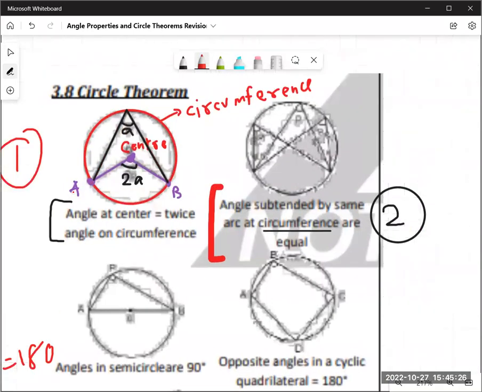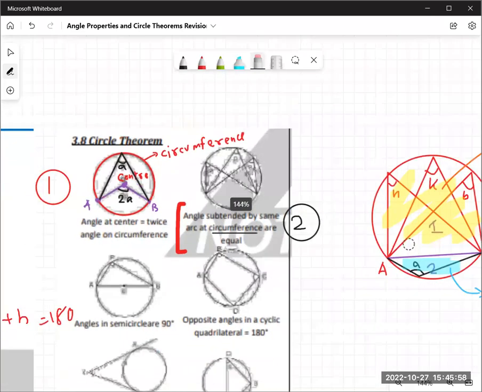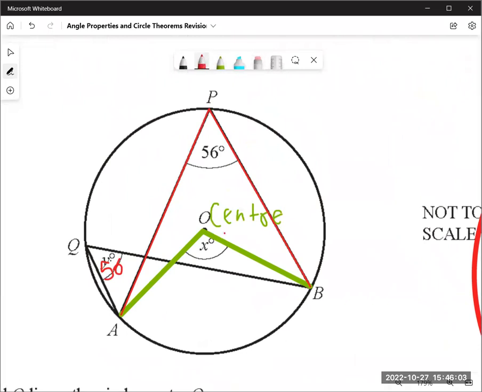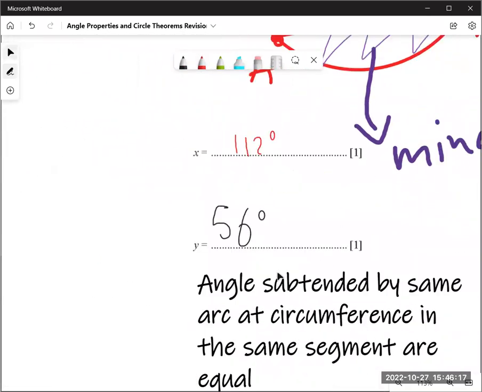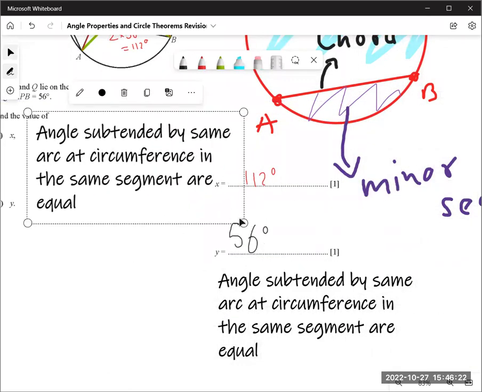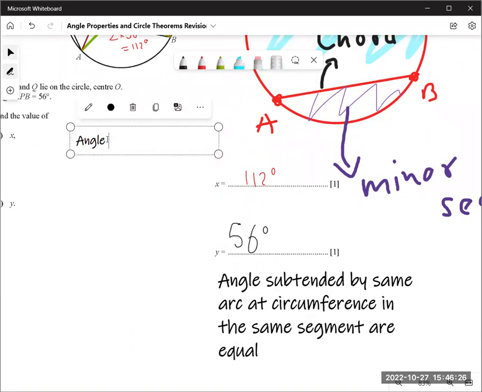Diana, read the first rule, rule 1. Najla, read the first rule. Diana, continue. Question is, read the first rule out loud. Angle at center equals twice angle on circumference. Right, and guess what? We have angle at center and angle at circumference. And we know that angle at center is twice the angle at circumference. So this will be 2 times 56 degrees, which will be how much? 112. So the answer is x is 112. You need to give the reason. Even though this is paper 2, they don't ask for the reason, but in paper 4 they will ask for the reason. So we'll just say angle at center is twice or double the angle at circumference.